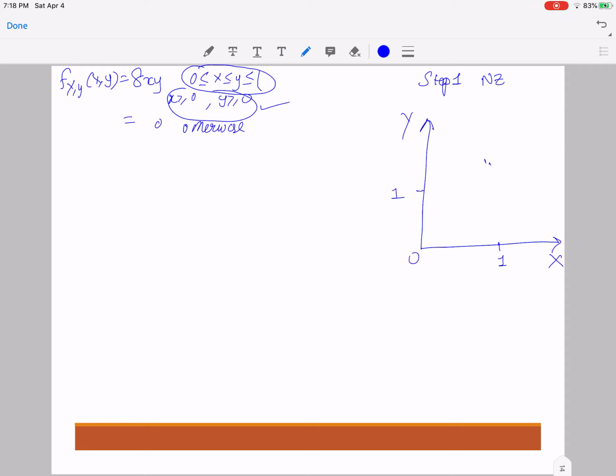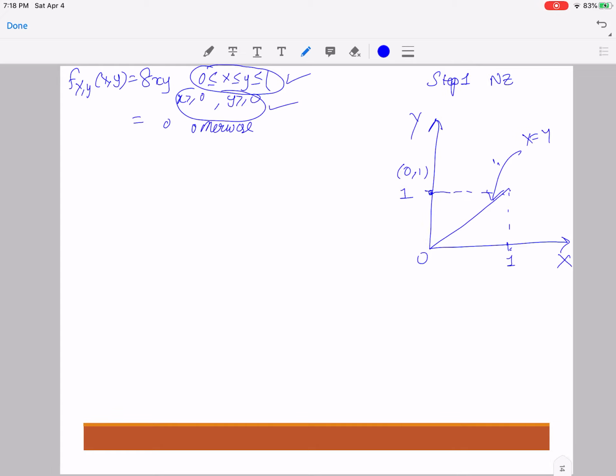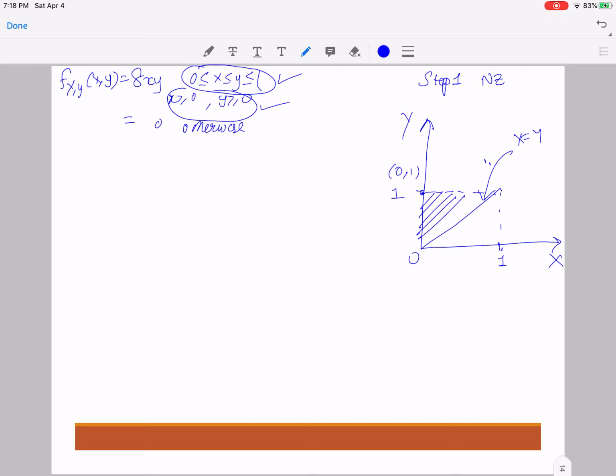So let's plot the equality relationship x is equal to y. I'm interested in the region that x is less than or equal to y. So this point right here is (0, 1), which satisfies this condition that x is less than or equal to y. So this shaded region right here is the region of non-zero probability. So that is step 1.